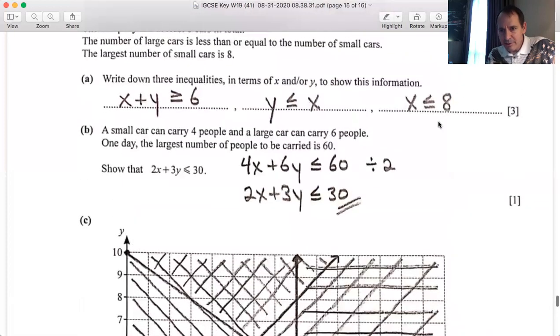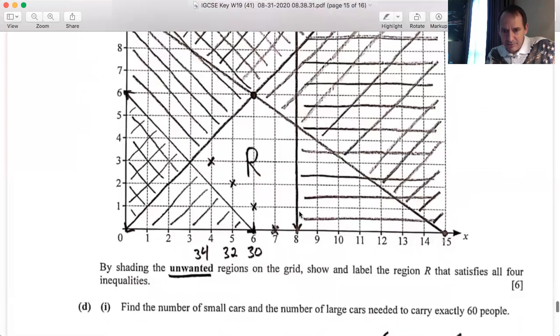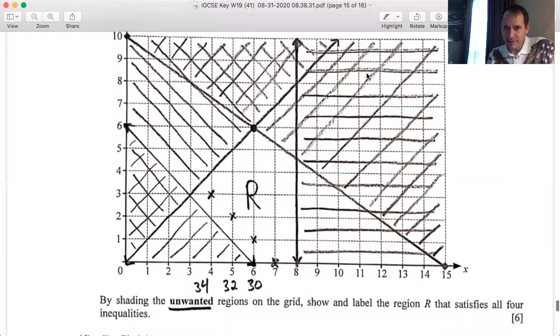Then we have this one here, x less than or equal to 8. So here it crosses the x-axis at 8. That's this line right here. Less than is what we want. Greater than is what we don't want. So we shade this over here.